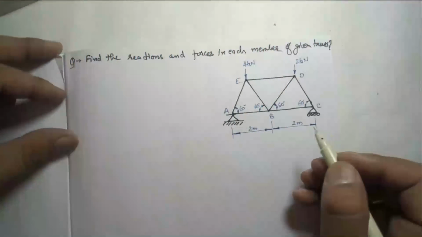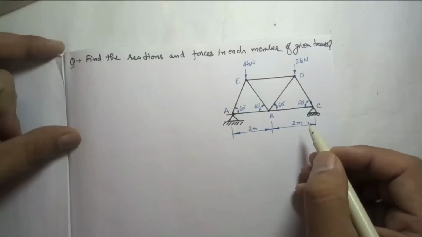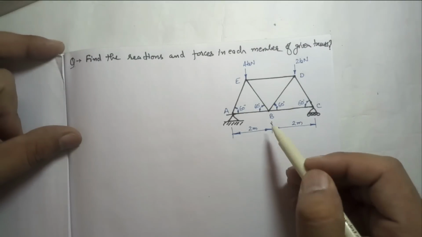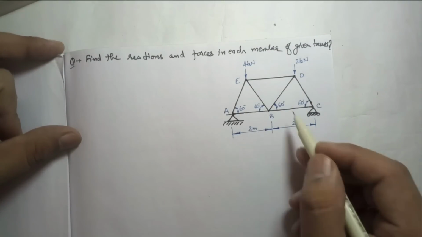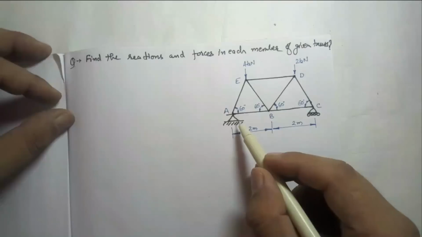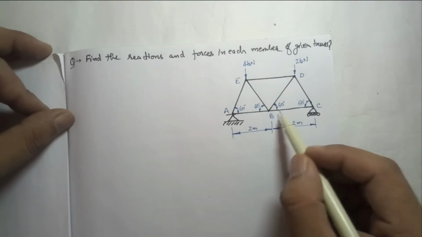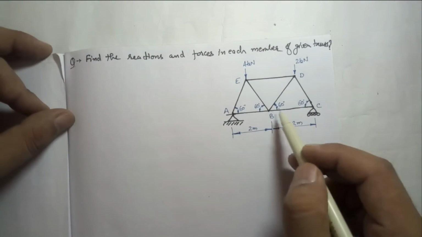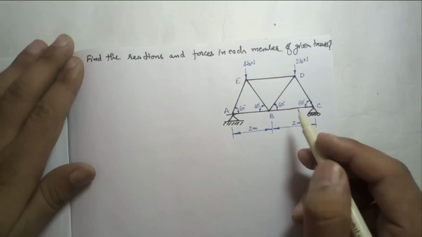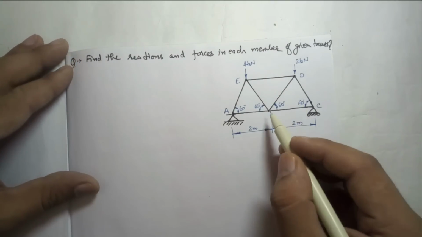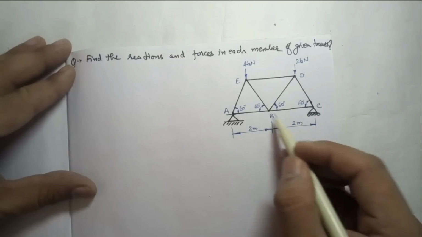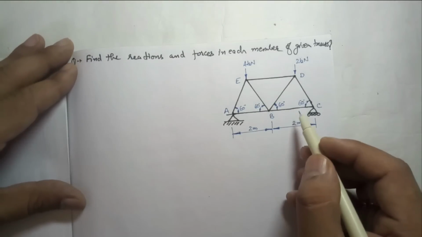So let's solve one more question on the same topic, trusses. The question is to find out the reactions and force in each member of the given truss. The truss has one hinge support and one rolling support. It has joints A, B, C, D and E, and members. We have to find out the reactions and the forces or stress in each member.